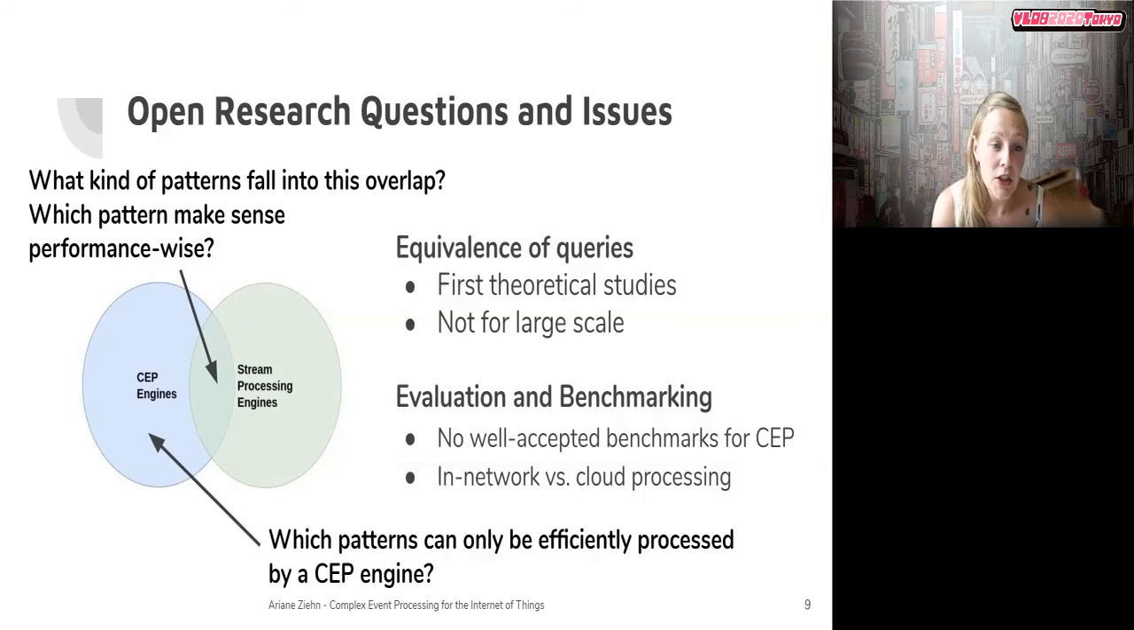What has been done in this direction? First of all, the equivalence of the different query types, more precisely, that complex event processing patterns can be translated into multi-join queries, has been studied and theoretically proved, but not tested performance-wise at large scale. The next problem is the evaluation and benchmarking of these solutions. Here we don't have well-accepted benchmarks for complex event processing, so there is no real comparison between the solutions of Flink, Spark, and Storm that we can just use.